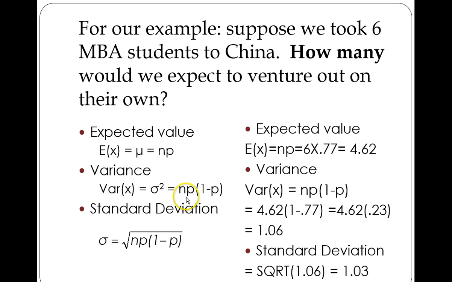Once we have this 4.62, that's np, right? So I'm going to take that 4.62, I'm going to multiply it by 1 minus p, or 0.23, and that's going to give me a variance of 1.06. And then the standard deviation is just going to be the square root of that. So the square root of 1.06 is 1.03. Okay? So then I can get some nice summary statistics on that.